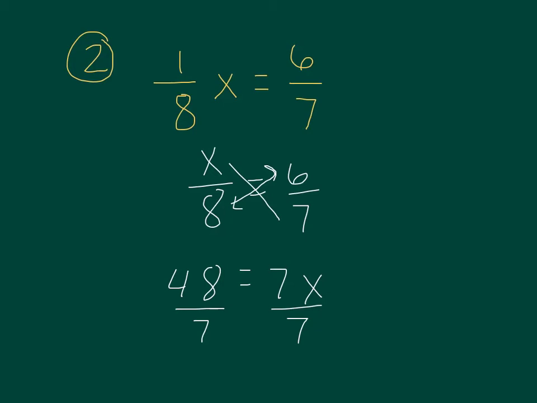No. Can anything go into both? No. So you can leave this as 48 over 7. That is simplified. If you want to make a decimal, you can make a decimal. That would be fine too. Okay, so that's cross multiplying.